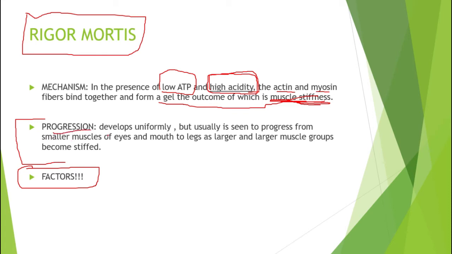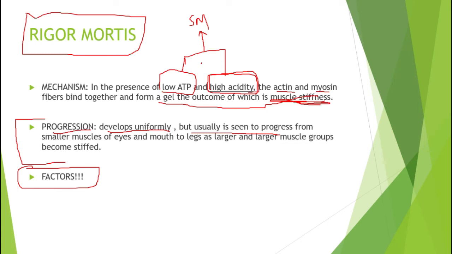Progression of rigor mortis. It normally develops uniformly, but in most of the cases it is seen to progress from smaller muscles of eyes and mouth to legs as larger and larger muscle groups become stiff. Why this pattern from smaller to larger muscles is followed is because of the factors. Like I previously mentioned, the earlier these two conditions are met, the earlier the rigor mortis will follow. The reason these two conditions are met earlier in smaller muscles is because smaller muscles have low reserves, low levels of glycogen and glucose. So they will quickly lose ATP, and quickly lactic acid levels will rise in their cytoplasm. When these two conditions are met, rigor mortis will ensue.